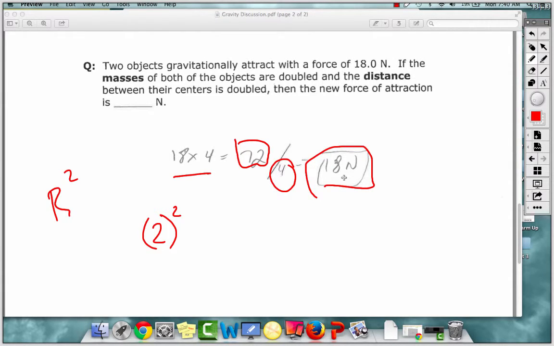That takes care of this class discussion. Hopefully you guys have a better understanding about Newton's universal law of gravity.